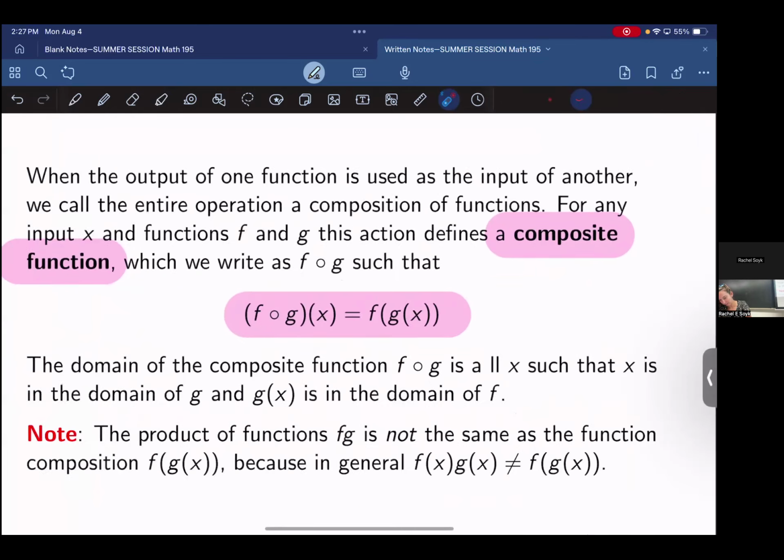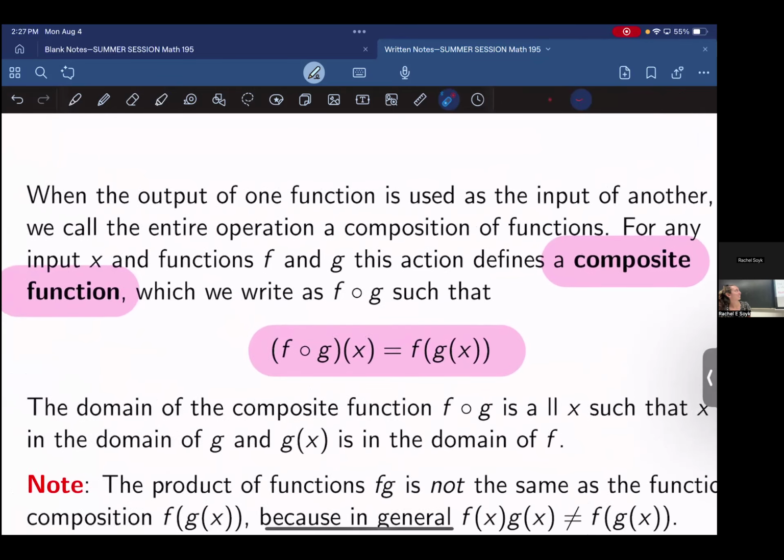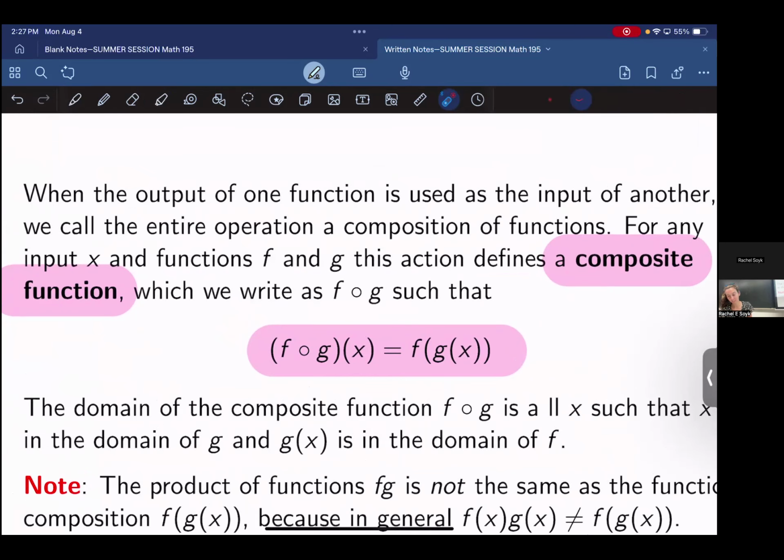Let's see. Is that better? Yeah. Okay. When the output of one function is the input of another, we call the entire operation a composition of functions. For any input x and functions f and g, this action defines a composite function which we write as f of g, such that (f ∘ g)(x) equals f of g of x. Yep, good.